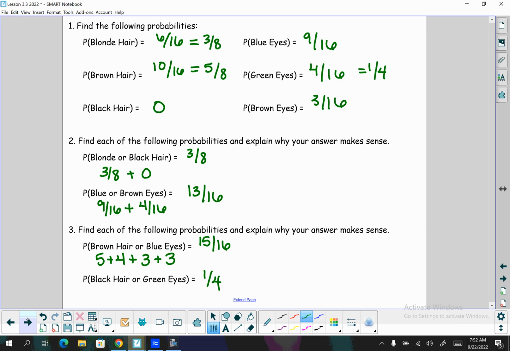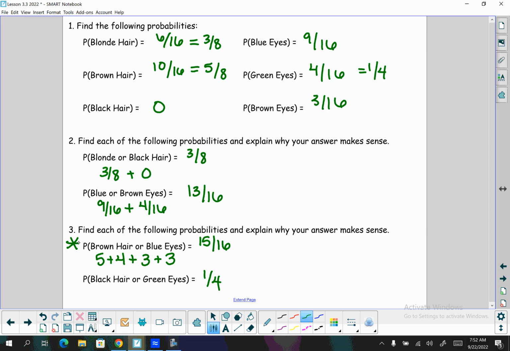For each of these, the one that really is going to be pretty applicable to our lesson today is the first one under number 3, where it says find the probability that you have brown hair or blue eyes. So there were 10 people in the group that had brown hair. There were 9 people in the group that had blue eyes. We can't just add those together because it's 19. That's more than the people in this room, and we can't have a probability bigger than 1.